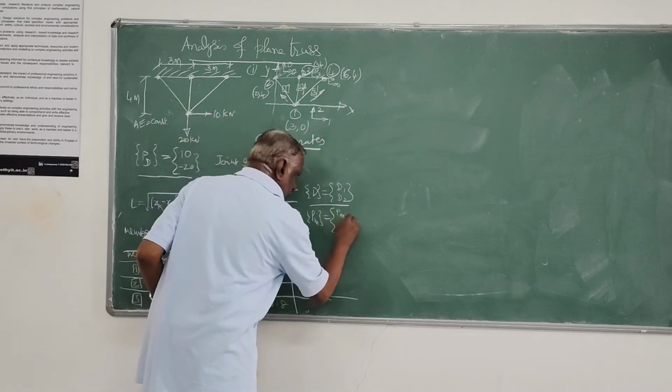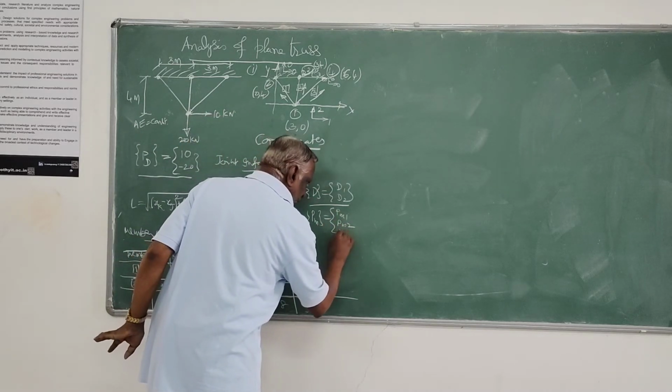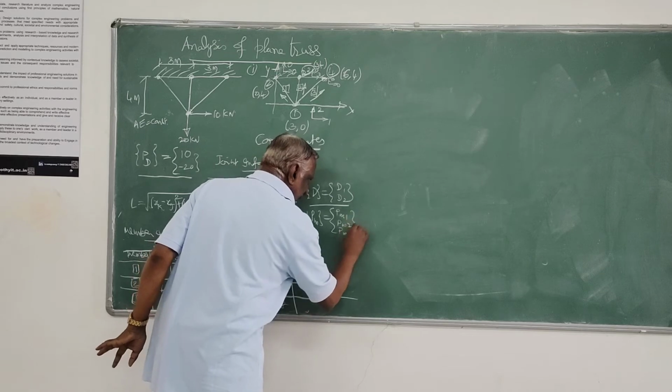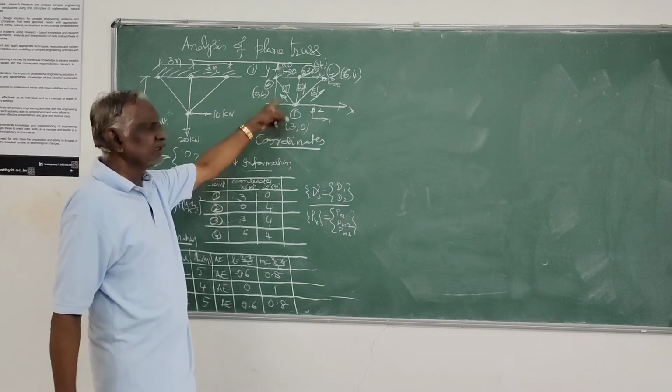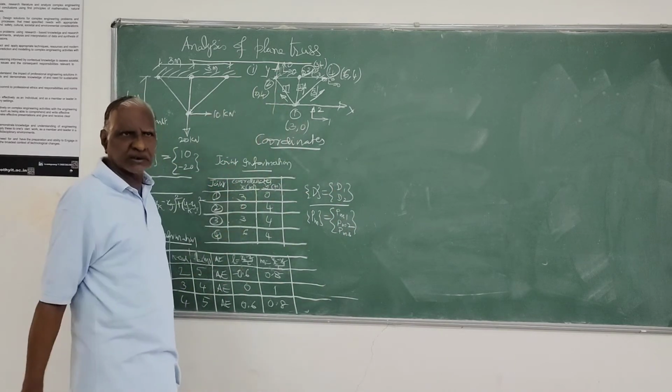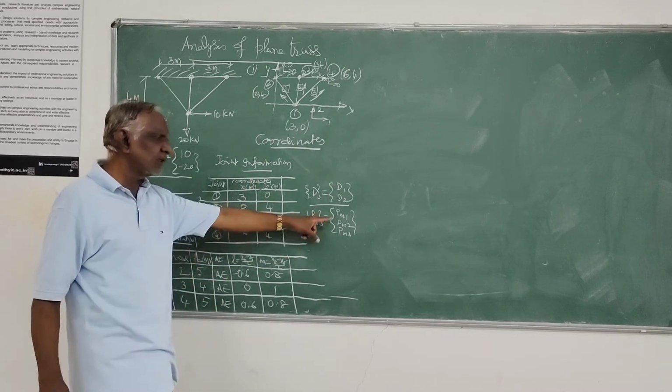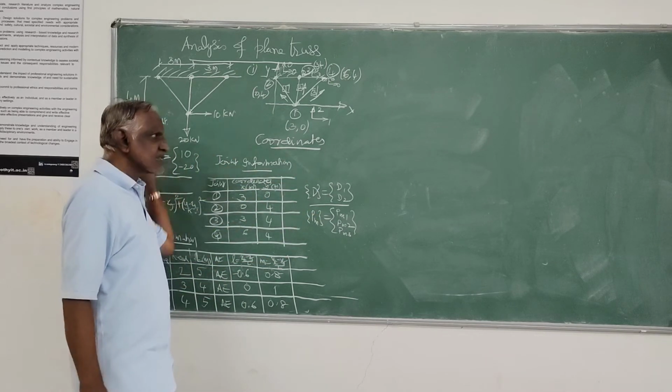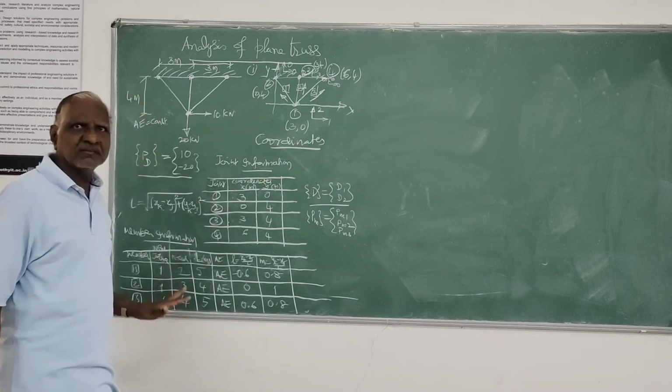So this is PM1 I have to determine, PM2 I have to determine, PM3 I have to determine, whether it is in the same direction or in the opposite direction, whether it is tension or compression, that I have to determine. This is your first step which you have to perform.